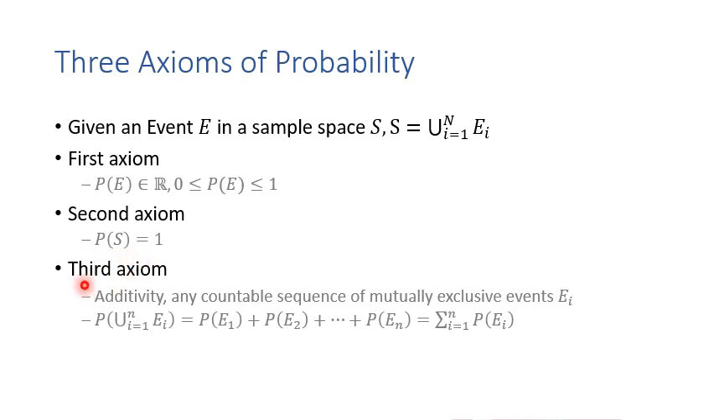The third axiom we need to pay attention to is a little bit special. It's additivity. Take any countable sequence of mutually exclusive events. So what is mutually exclusive? It means that the events won't happen together, won't happen at the same time, right? For mutually exclusive events, the probability of the union of all of them is the sum of their individual probabilities. So that's the third axiom.